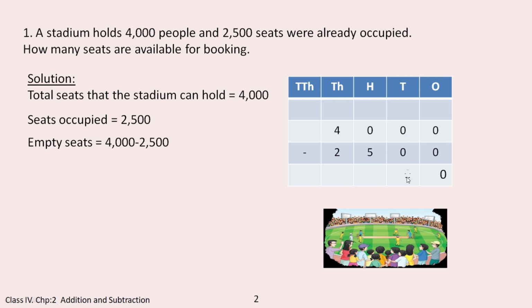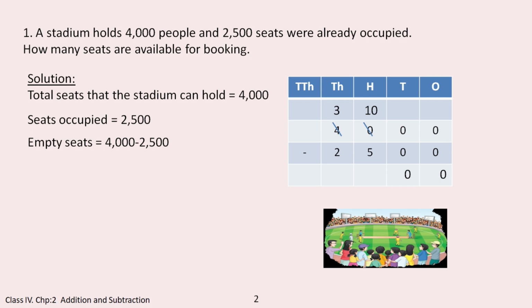0 minus 0, again 0. 0 minus 5 is not possible. So borrow next door, 4 will change to 3. And this 0 will change to 10. Fine. See, this 0 is placed in the middle, but you are not going across the 0 for borrowing. You are stopping at 0. So it will change to 10. I hope you remember this concept, students.